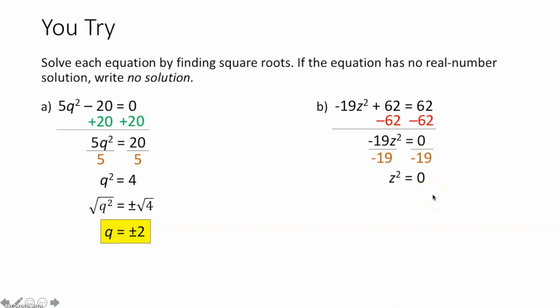I then square root both sides, and I get z is equal to plus or minus 0. Well, you don't have to put plus or minus 0 because 0 is neither positive nor negative. So your answer is just z is equal to 0. You can always check your answer by plugging that back in, and yes, that is correct.